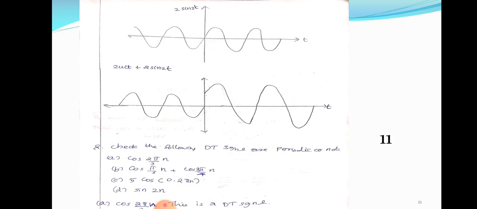Digital omega is a symbol like w. It is not the letter ohm. In the continuous time system, omega is represented like the letter ohm. So the coefficient of n, omega, is equal to 2 pi by 3. That means it is a multiple of pi. Therefore, the given signal is periodic.